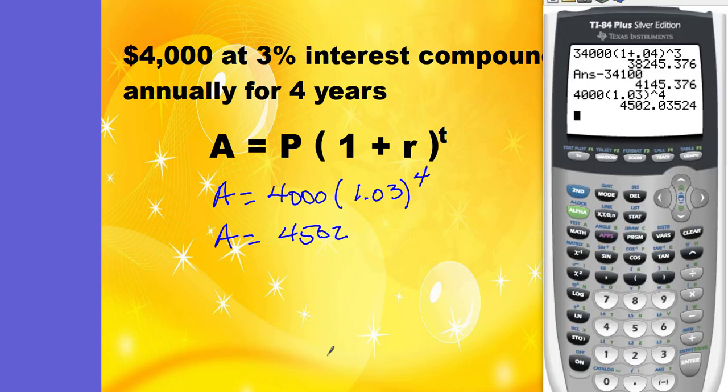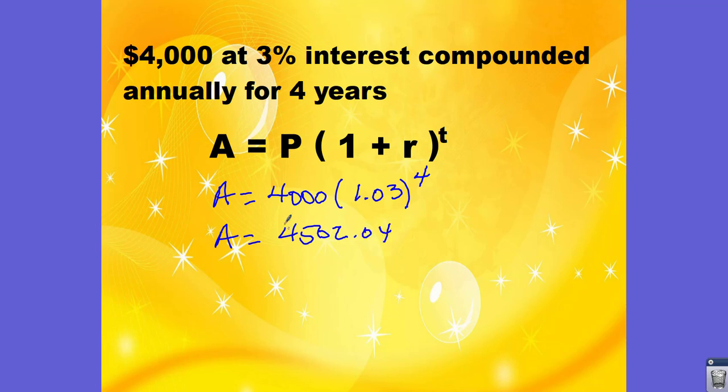And if we round to the nearest cent, this 5 here makes this 3 bump to a 4, so 0.04. So $4,502.04. If we wanted to know what the interest was, we would subtract out the original 4,000 and we would find out that it's $502.04 for the interest.